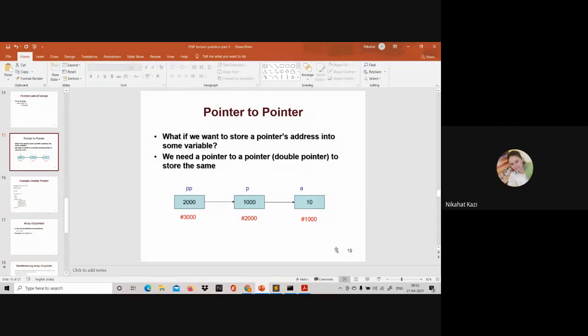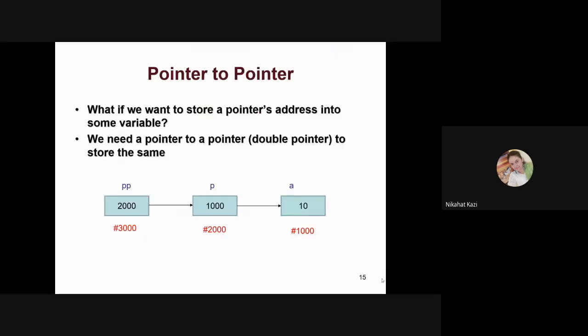Okay. First, let me complete this topic. Pointer to pointer. So what is a pointer to a pointer? We have seen so far pointer to an integer, pointer to an integer array. What is a pointer to a pointer? If you want to store a pointer's address into some other variable, that pointer's address you want to store, then you have a pointer to a pointer.